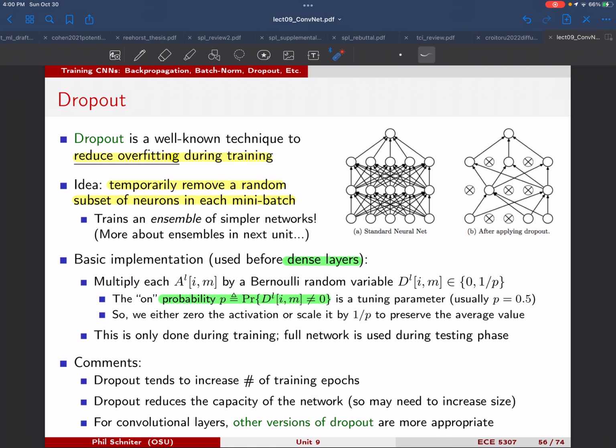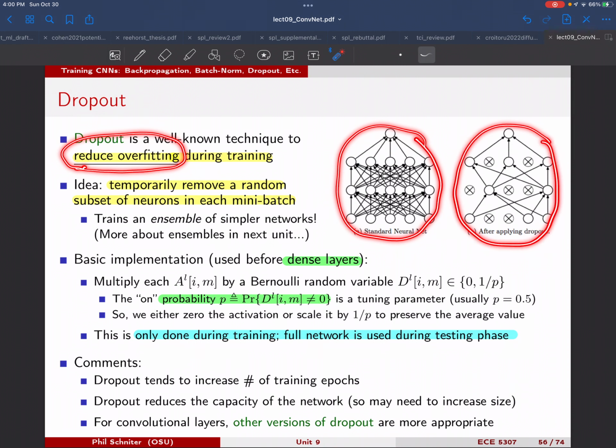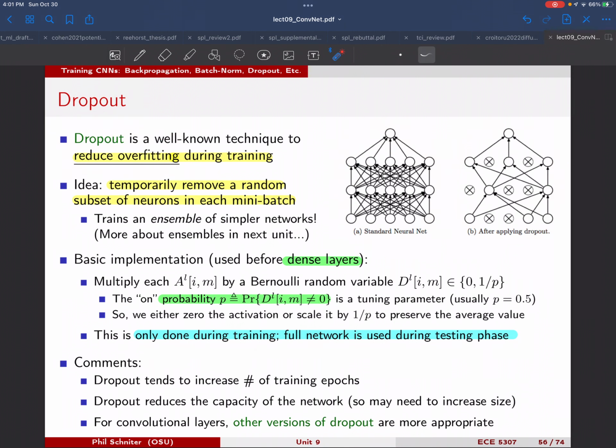Okay, so again, importantly, this is something we only do during training. During testing, we use the full network. Here are a few things to note. Again, the whole purpose is reducing overfitting. If this network is too powerful, maybe these random subnetworks are closer to the capacity or power that you want.